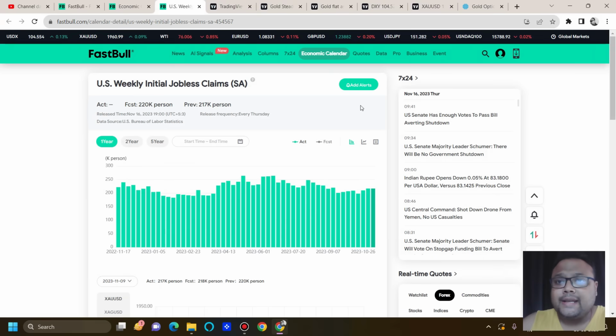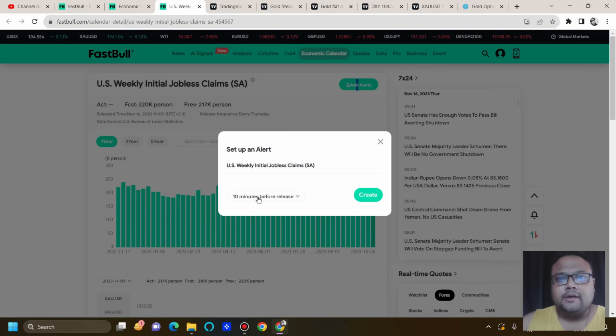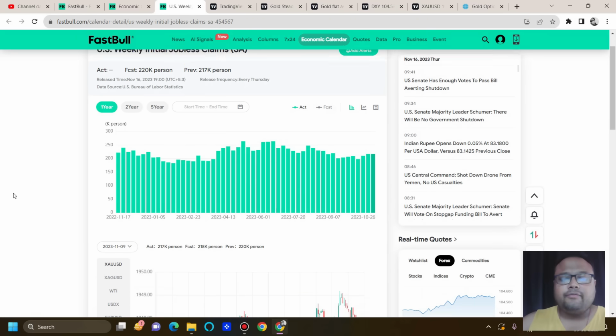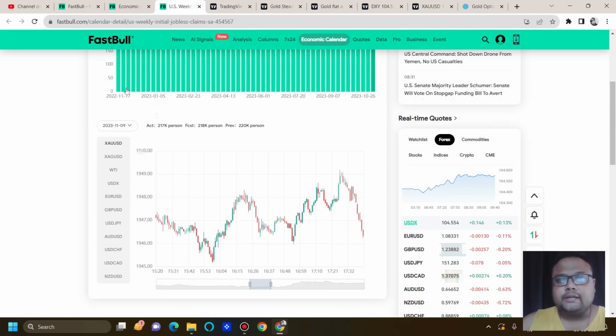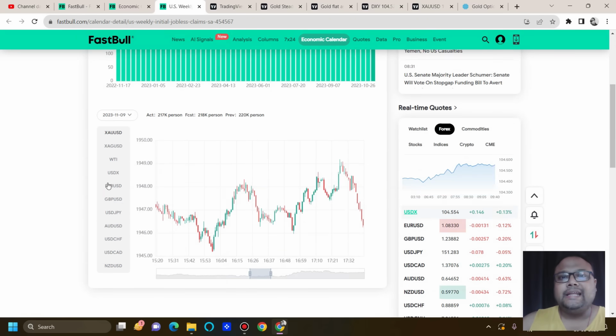And if you want to add an alert, you can simply add an alert. For example, you are very busy right now, or you'll be very busy at the time of news, but still you want to trade at the time of news, you can simply set an alert here. And you can see here 10 minutes before release, 30 minutes before release, you'll get a notification. And if you want to know about the news here, you can do a detailed study.